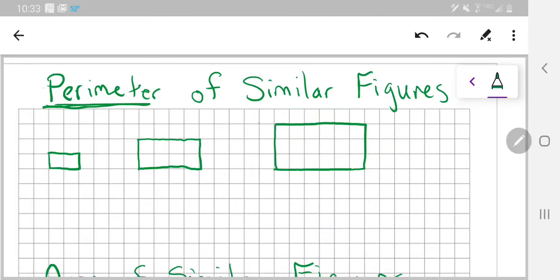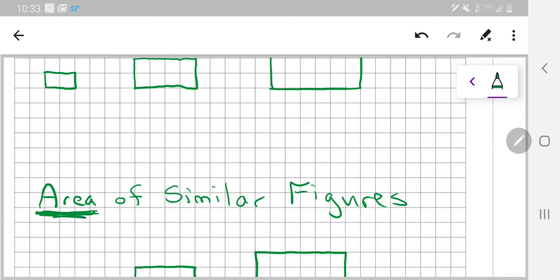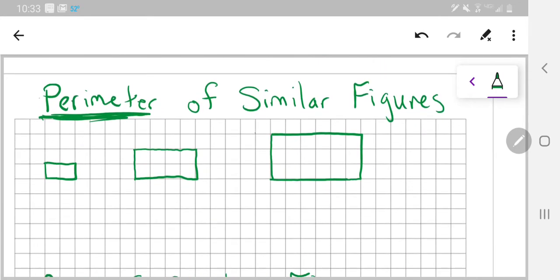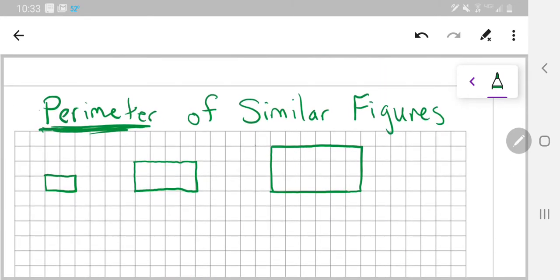Hey, going to talk about similar figures again, similar shapes. And specifically today, we're talking about the perimeter of similar figures and the area of similar figures. All right. How is perimeter affected when we scale an object, when we make a similar figure?